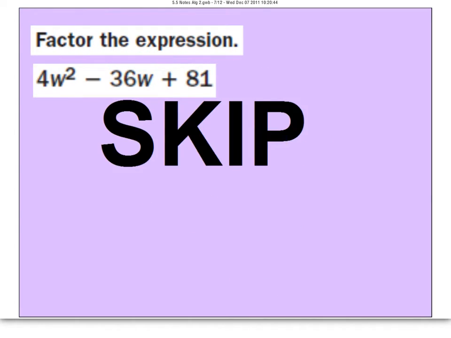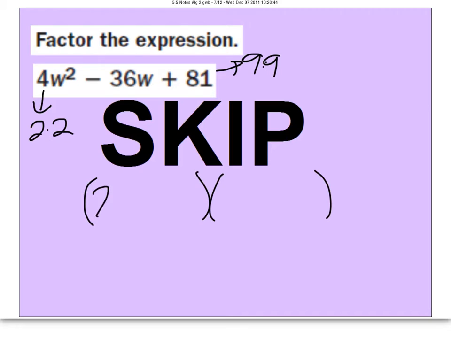I do want to take a quick look at this last problem, even though it says skip. Notice we have 4 at the beginning and 81 at the end. So odds are the combination for 4 is 2 and 2, and for 81 is 9 and 9. So if we set it up, it's going to end up being a 2w and a 2w. Now remember, I think 9 and 9 gives me the 81. But you do have to be careful.